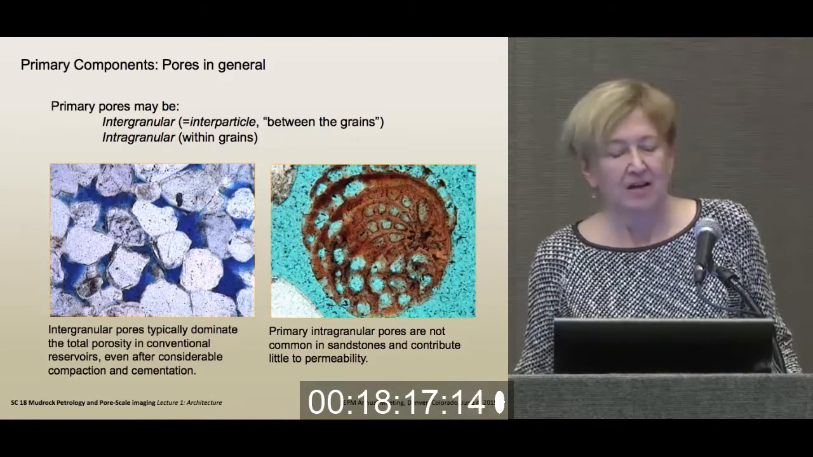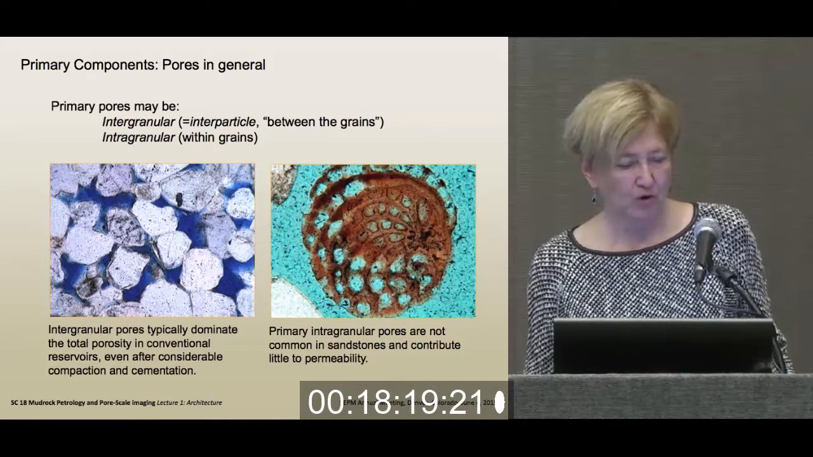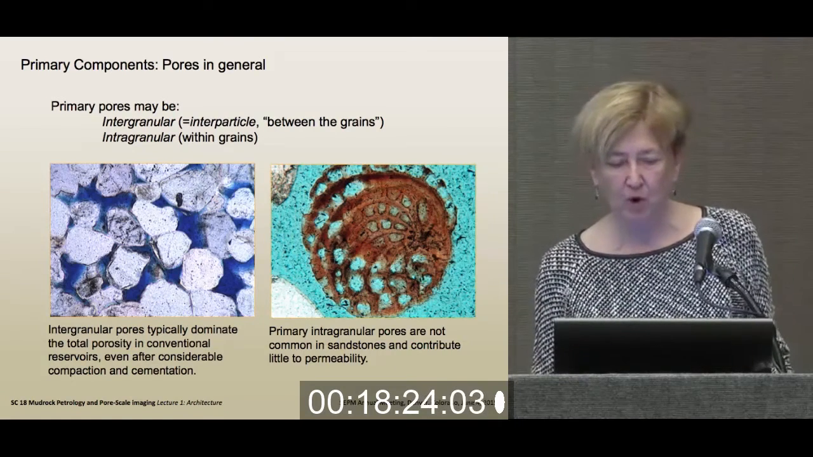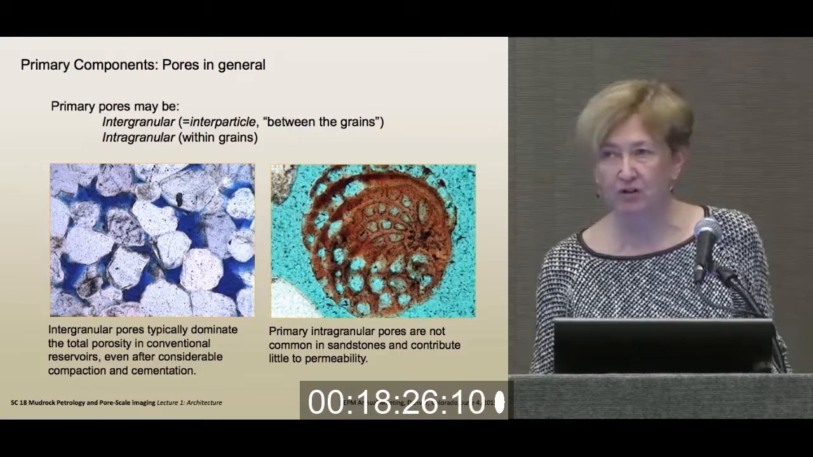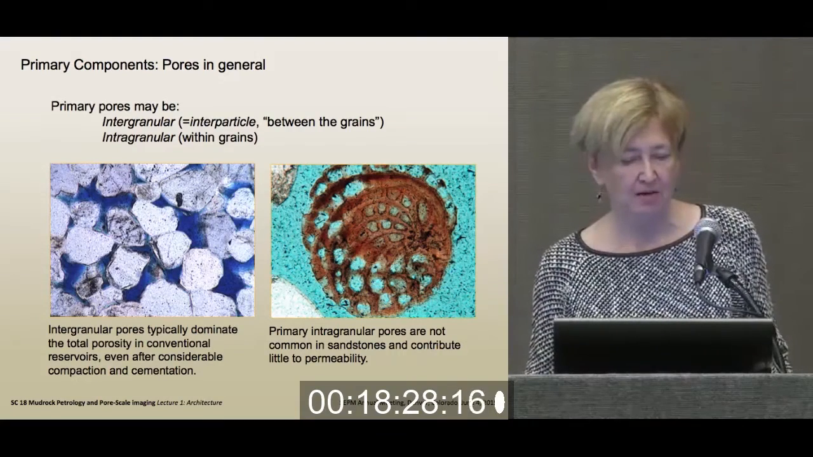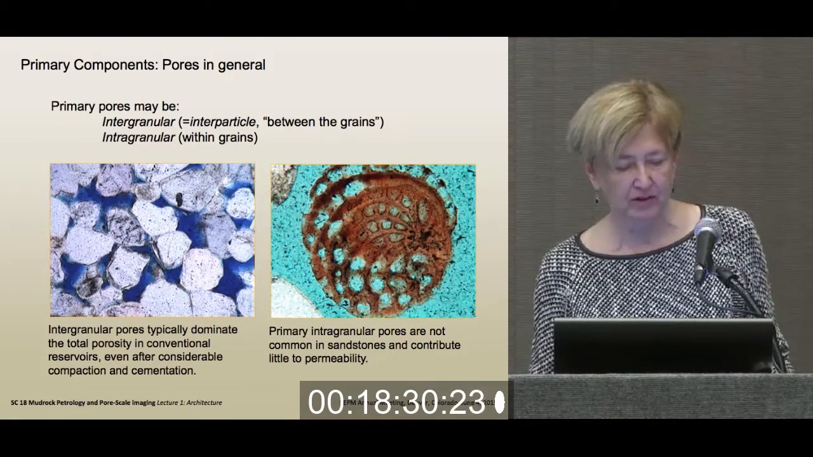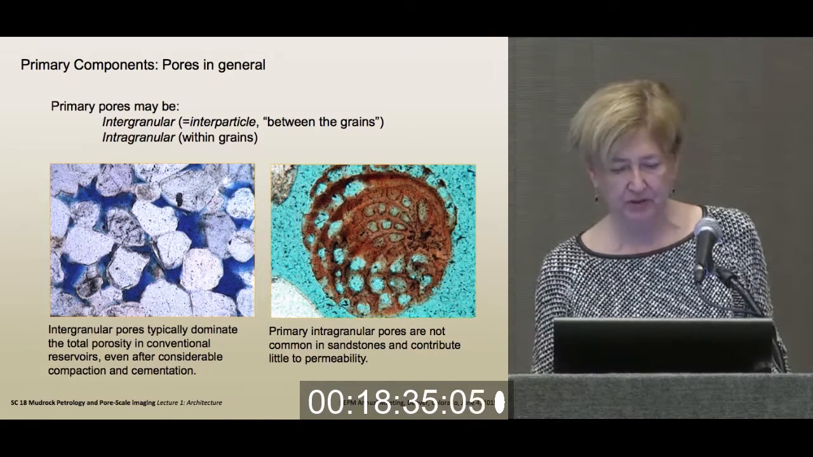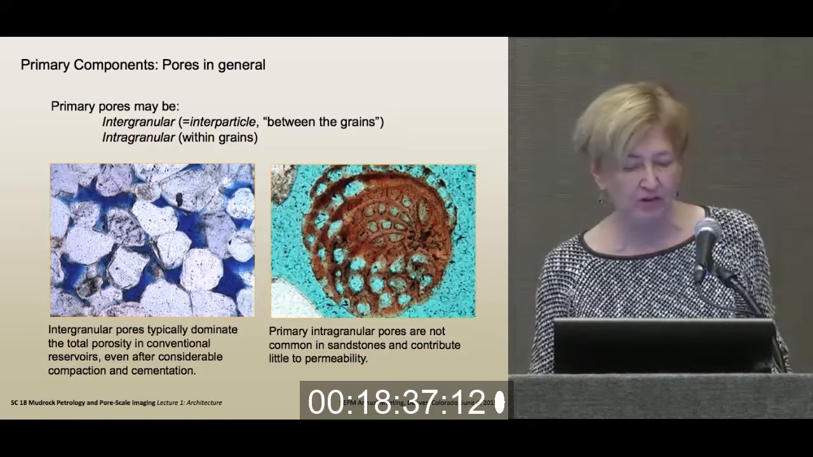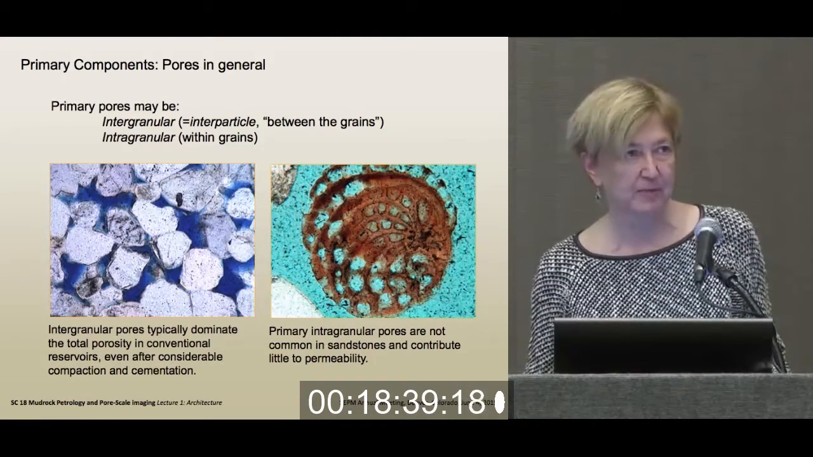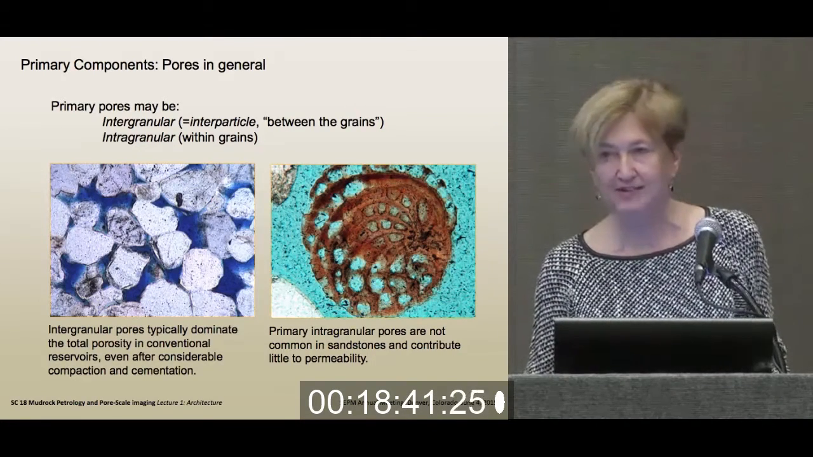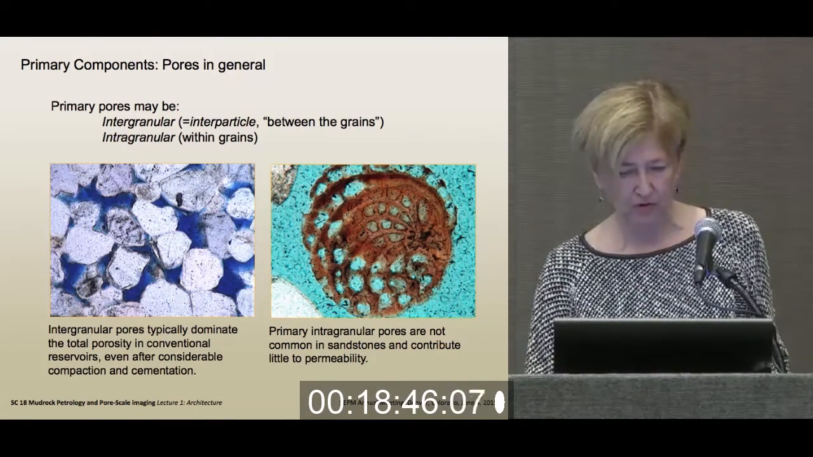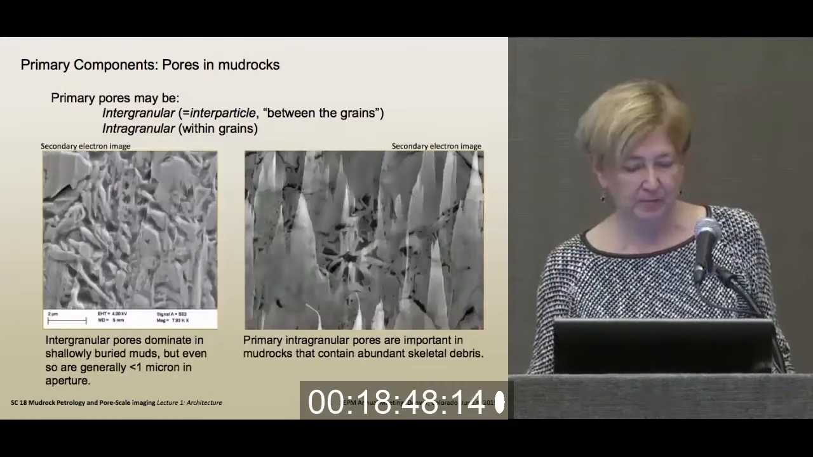And so primary pores come in two types. There's the intergranular pore, or some people call it interparticle. It means the same thing. And they're the pores that are in between the grains. And they were there at the time of deposition. But at the time of deposition, there are also a certain class of grains, especially biologic grains, that have pores inside of them. Those are called intragranular pores. And in mud rocks, we can see both of these.